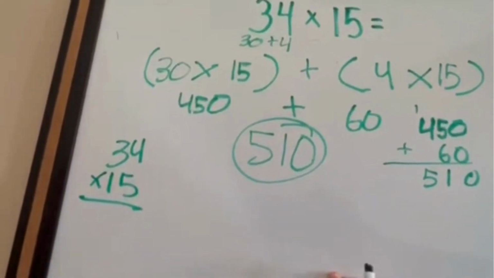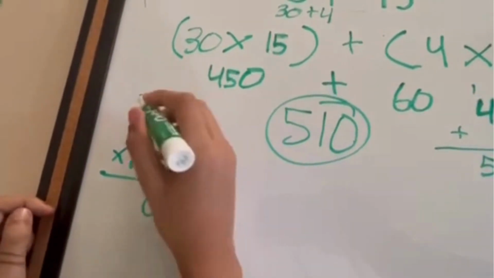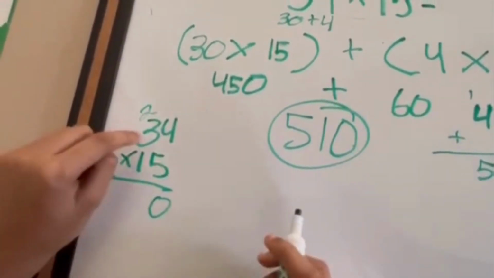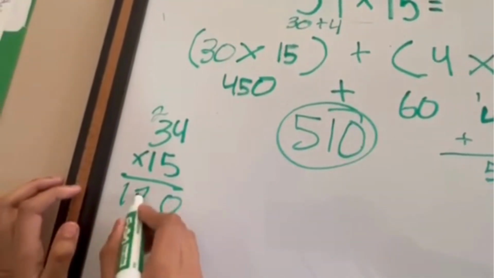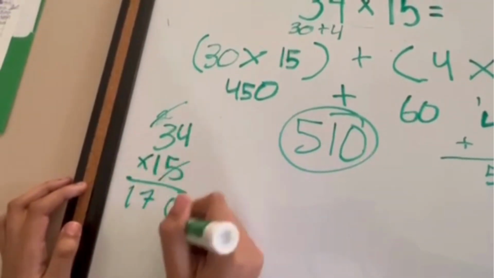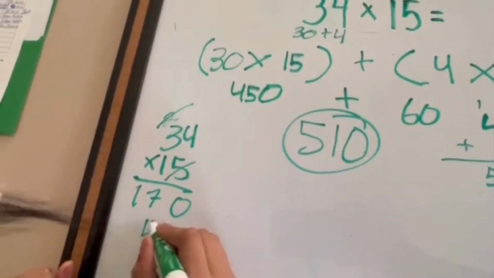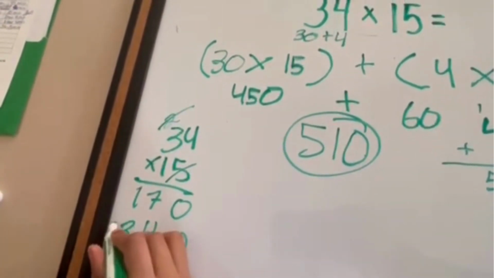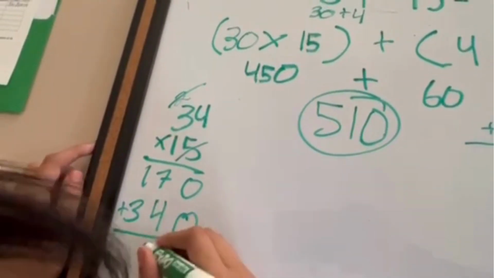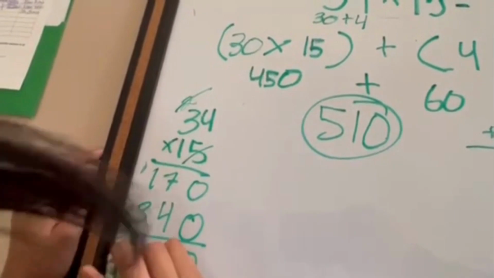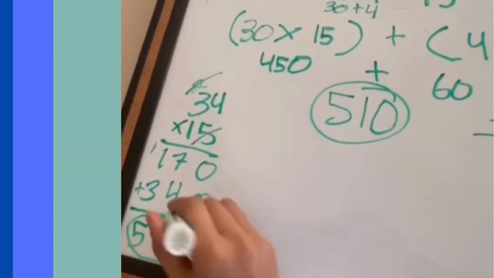using the basic algorithm. 5 times 4 is 20. Carry the 2. 5 times 3 is 15. Plus 2 is 17. Cross these out and place a placeholder. 1 times 4 is 4, and 1 times 3 is 3. Now we're going to add it up. Now we'll carry the 1, and 510. Our answer is the same.